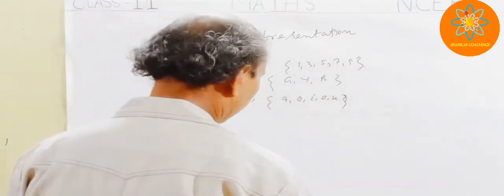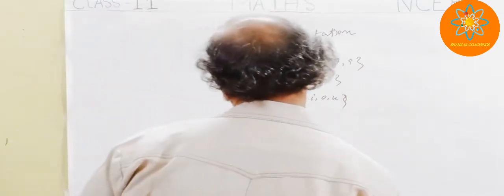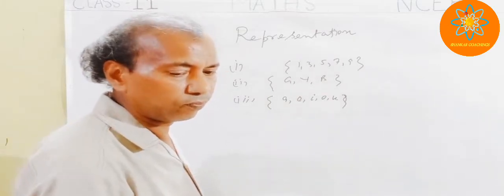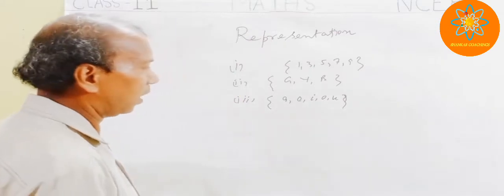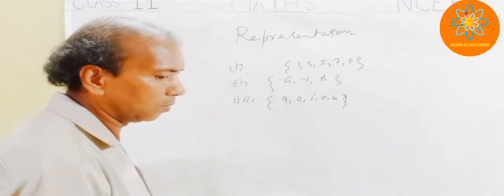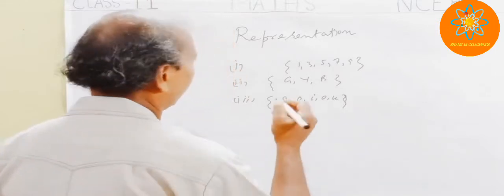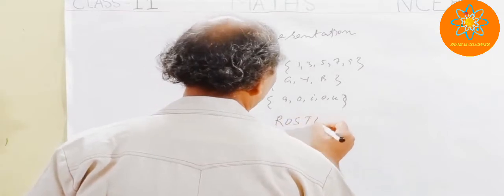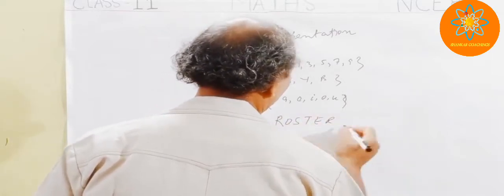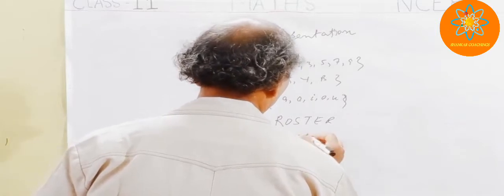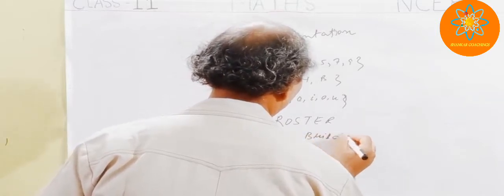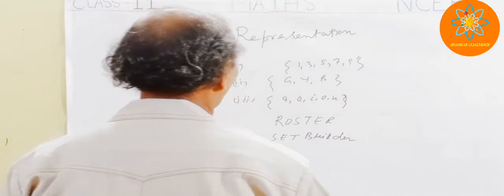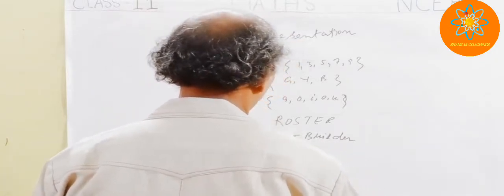But there are two methods for representation. The first one is the tabular form or roster form, and another is the set builder form. So we have two methods of representation. One is the roster form and another one is the set builder form. There are two methods. So what is the roster method and the set builder form?